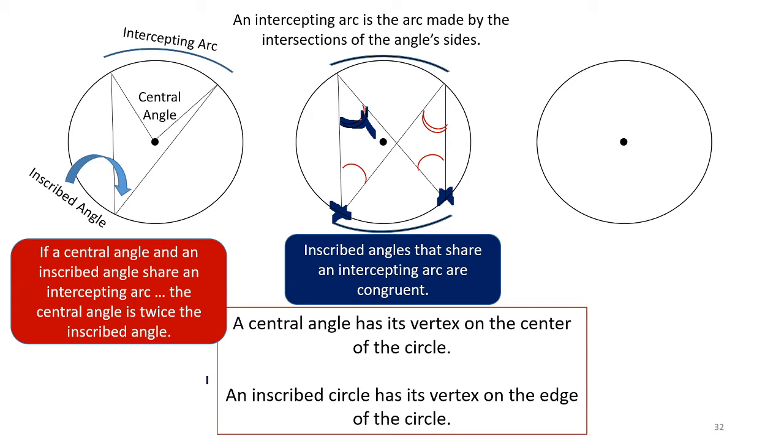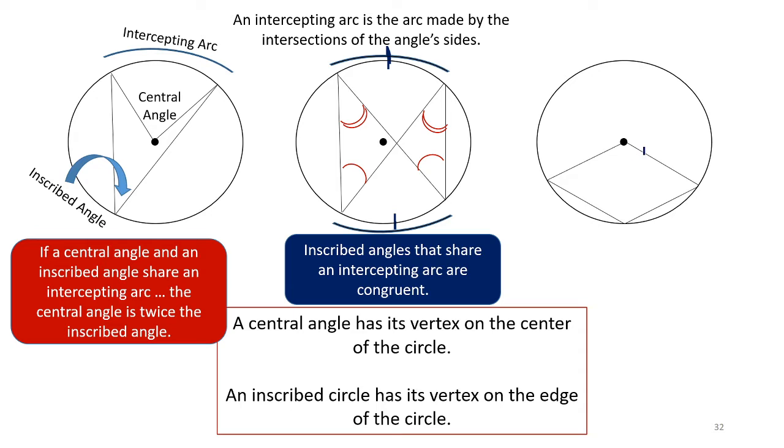Now, here's the other thing that's not on the screen right now, but is absolutely true. If these arcs here were equal, then all four of these angles would be the same. So if you have an inscribed angle, and they don't share the same intersecting arc, but the arc length is the same, they're also going to be equal to each other. All right, so next one.